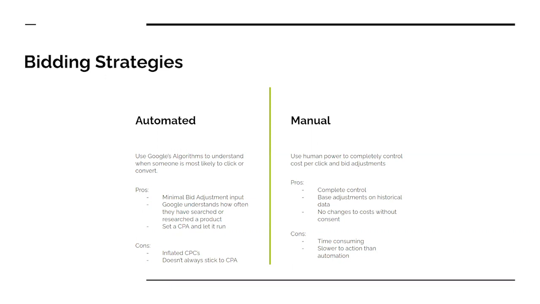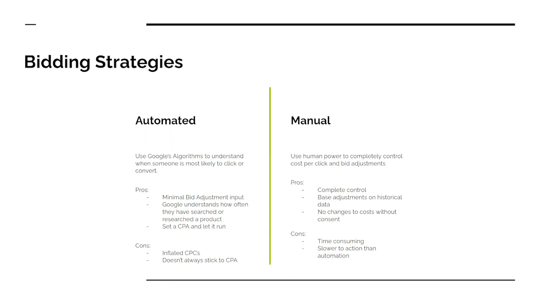The con of an automated bidding strategy is that it normally inflates the CPCs. If there's no one there to tell them how much a cost per click should be for every keyword, who is it bidding against? If you've got two people bidding on an automated bidding strategy, it's up to Google, who want to make money, to decide how much a cost per click should be. And it doesn't always stick to your cost per acquisition, if that's a bidding strategy you want to use.